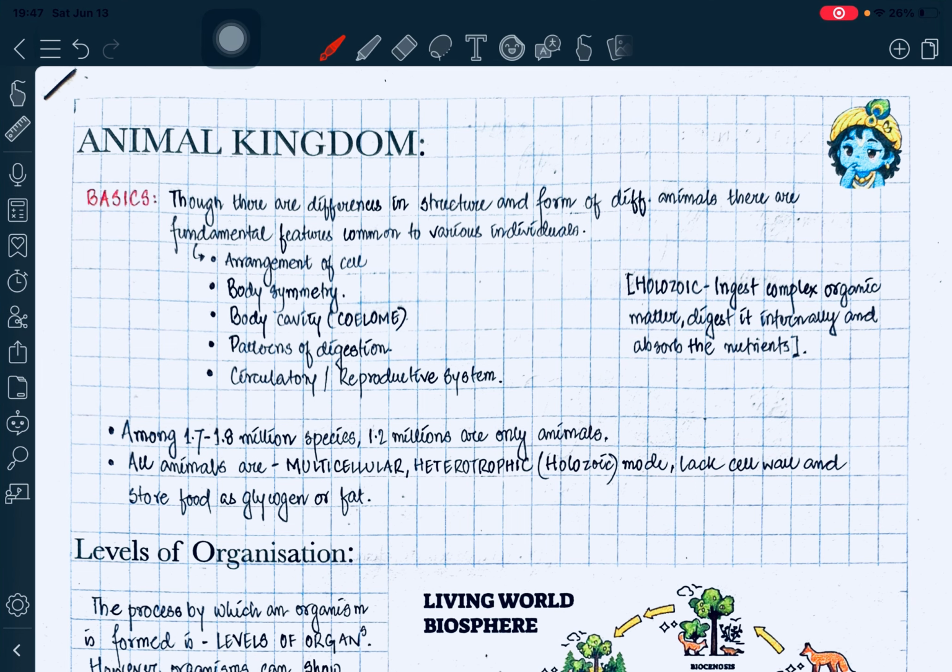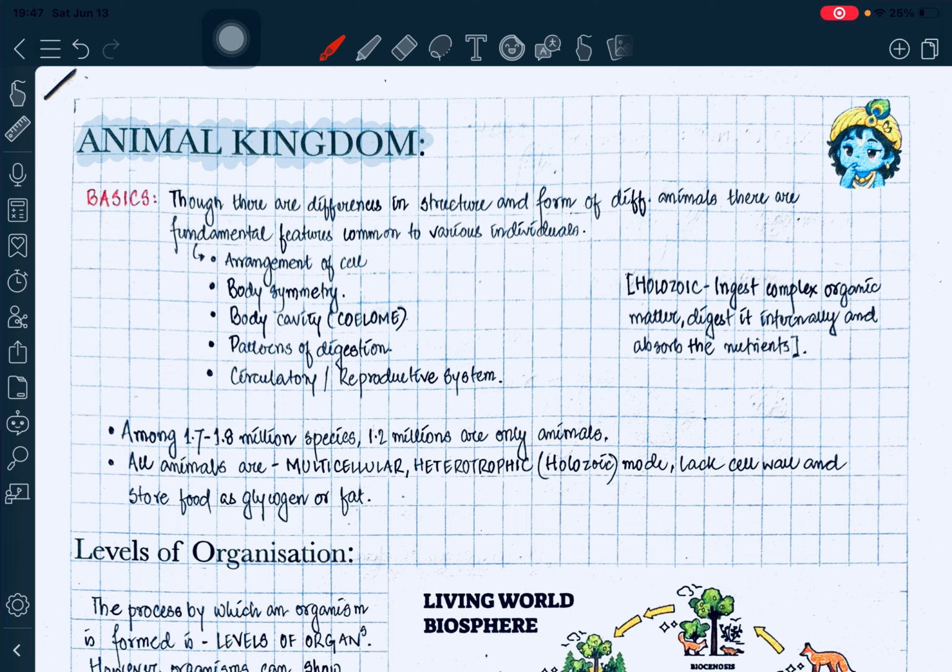So in today's class we will be discussing the animal kingdom. We first have to understand the basics that are present in this animal kingdom and what we have to cover in it. In the case of the animal kingdom, we will be discussing all the different types of animals that we have.